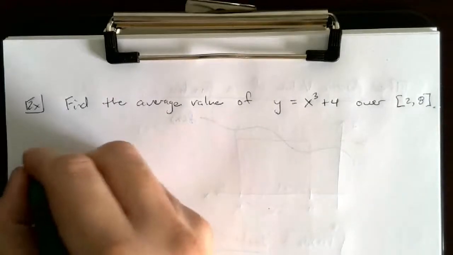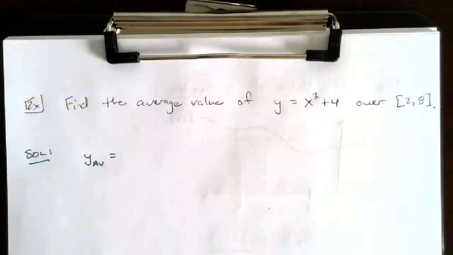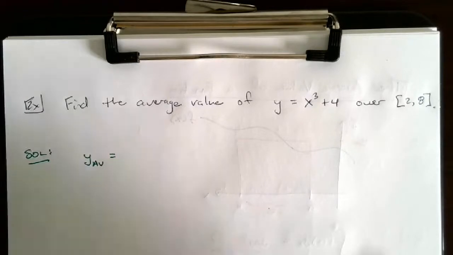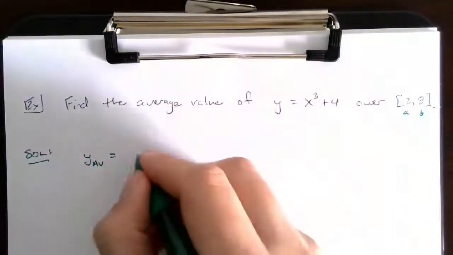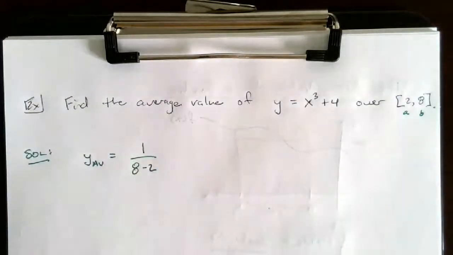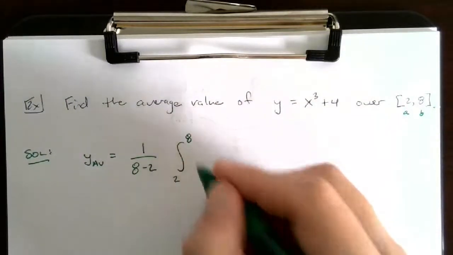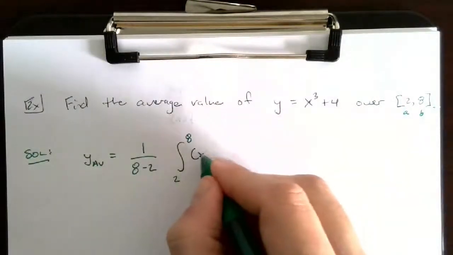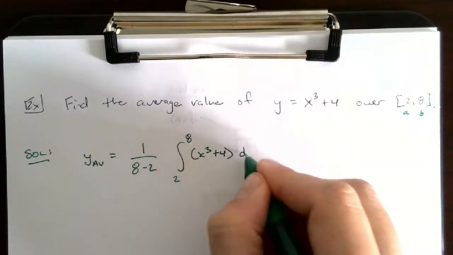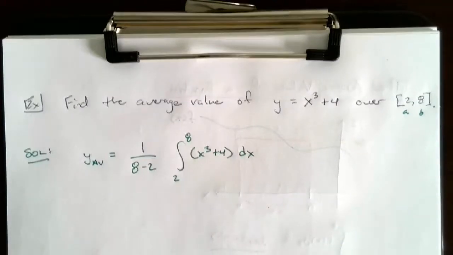But for our solution, I'll call it y av, that's the notation that our textbook uses. The average value is equal to, well, remember, it's 1 over b minus a, right? So this is a and this is b. So it's 1 over b minus a, which will be 8 minus 2, times the integral from a to b, 2 to 8, of this function, x to the third plus 4 dx.